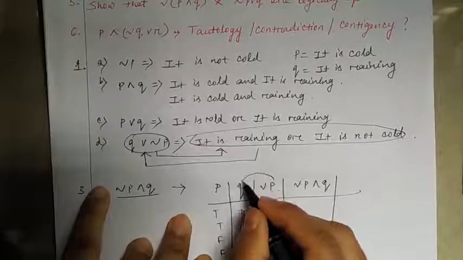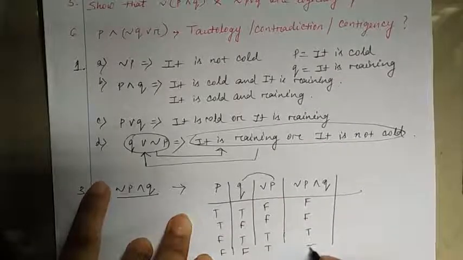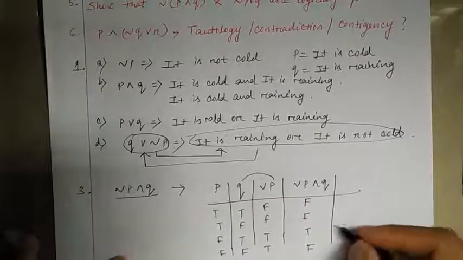Now you have to perform AND in between these two. So what are you getting? False, false, false, true and false. Understood? So this is done. Now we'll see the other question.